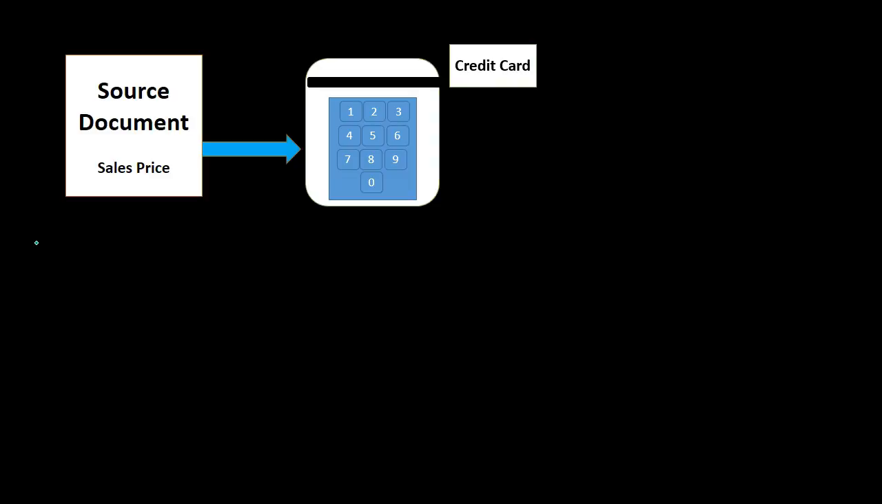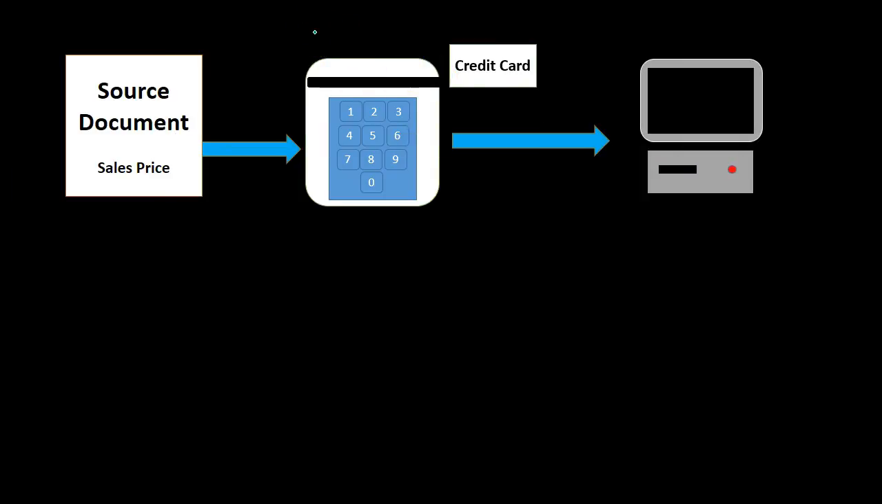This is going to be a credit card machine here. So here's the credit card and we're running the credit card machine. Another type of input device that's going to record this information into the system. Once it has been recorded, then we're going to have that information processed in some way.